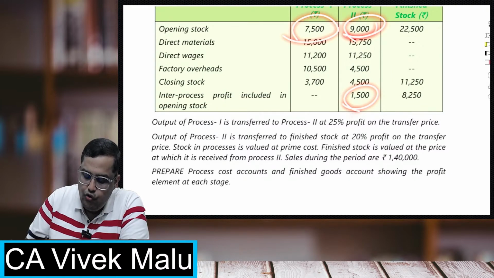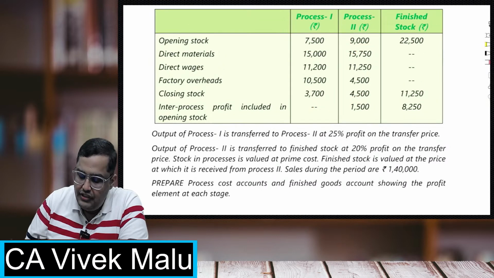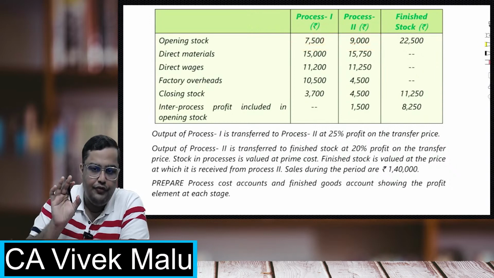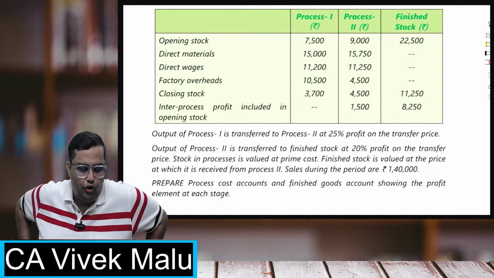Sir, the previous opening stock, why was it not having the profit? Because this opening stock was purchased from outside. But for process 2, whatever the opening stock is there has come from process 1, and process 1 always transfers with profits. So that is why there are some unrealized profits in the opening stocks.